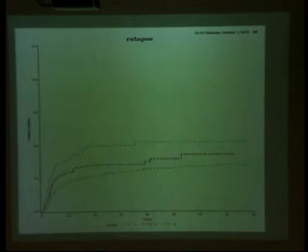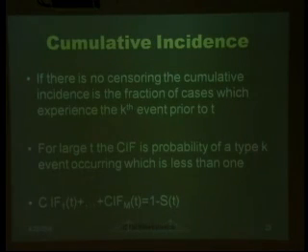So cumulative incidence functions as a summary statistic are easy to compute, and they give you information about both causes. As I said, if there's no censoring, the cumulative incidence function is the fraction of cases which experience a particular event prior to time t.